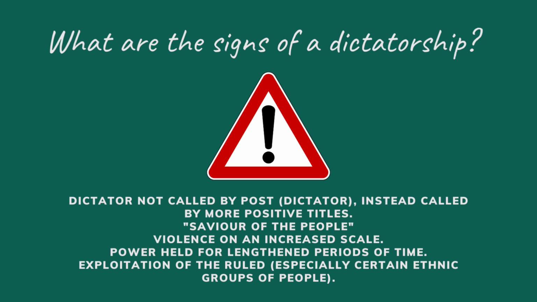Power is also usually held by one person for life or passed on to the next generation. Also, the dictator's death is largely exaggerated, and sometimes people are forced to cry for the dictator's death. Finally, the exploitation of the ruled. Examples include the Gulag in the Soviet Union, which included forced labor, and concentration camps in Nazi Germany. There are more examples of this, but these are just two of them.